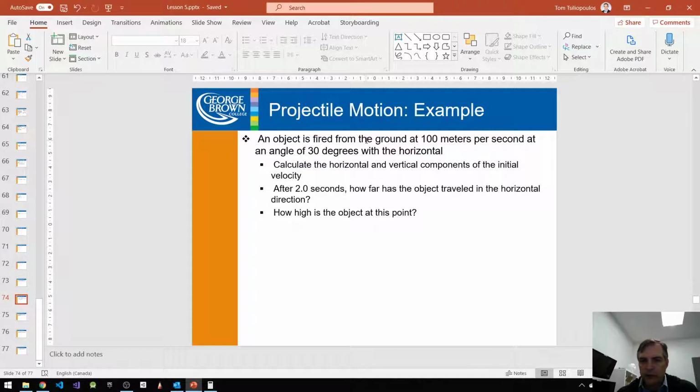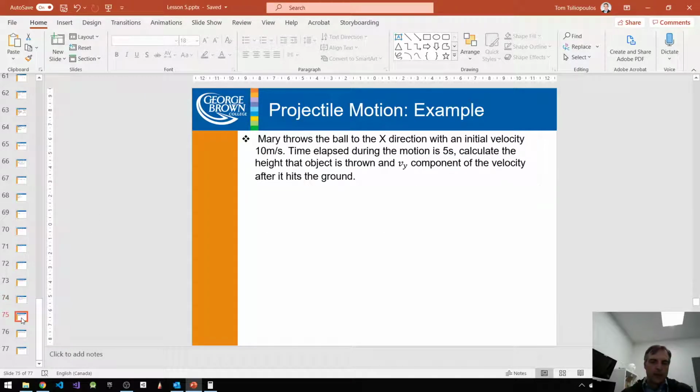An object is fired from the ground at 100 meters per second at an angle of 30 degrees. That is the kicking angle. So I've got an angle, 100 meters per second, and I'm firing it off the ground at 30 degrees. That's type 2 motion. And then calculate the horizontal and vertical components and so on.